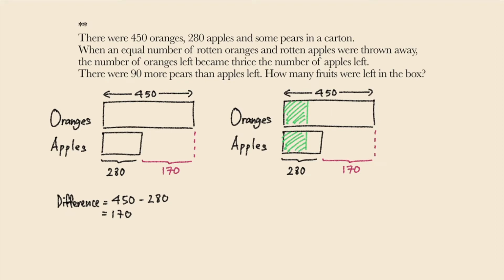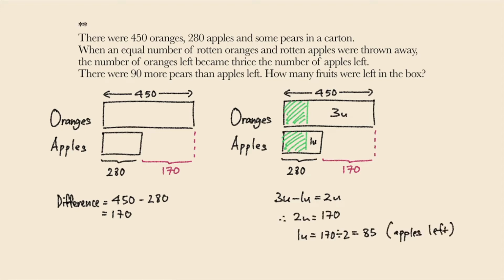Now the result is that the oranges left was 3 units, 3 times, and apples left was 1 unit. So 2 units therefore is that difference of 170. And because of that, we can find 1U being 85. And 85 is actually the number of apples left.